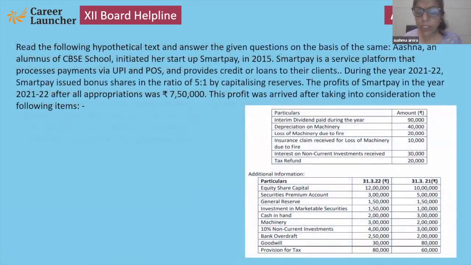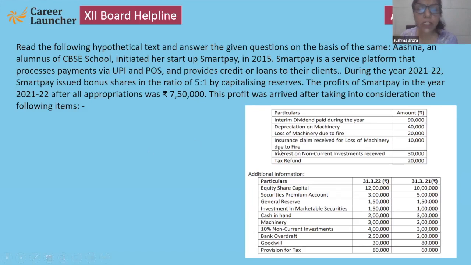Okay. Bank overdraft will be under, yes, this is the point, financing activity. Goodwill, as it is written off, that will be in operating activity. Provision for tax under operating activity. Okay, depreciation, loss on machinery, these will be under operating activity, but machinery will have effect in two activities, that is investing and operating.